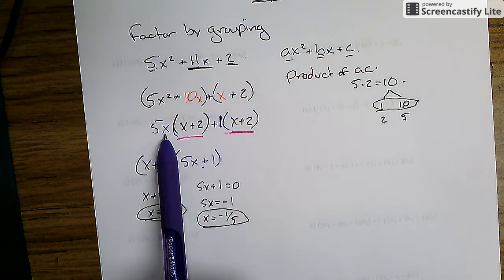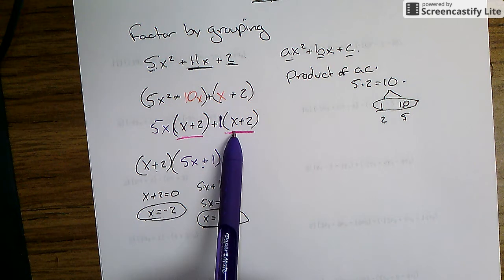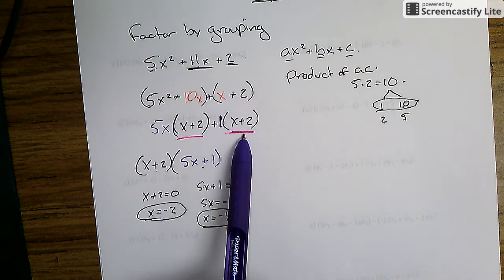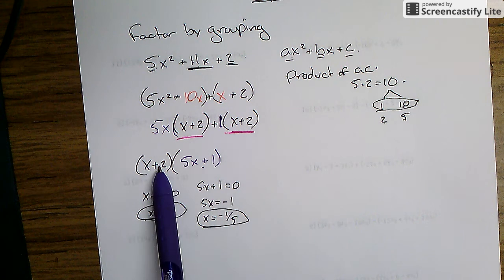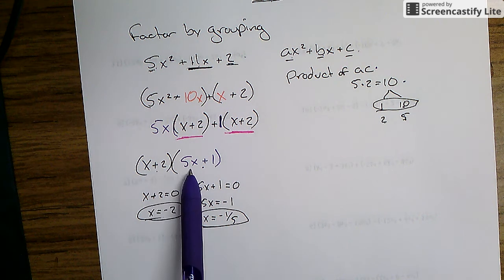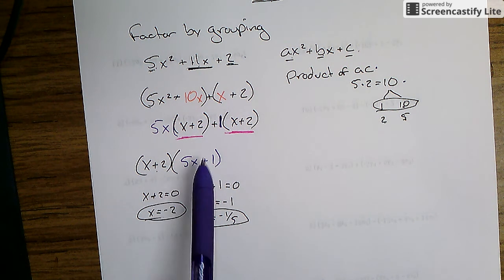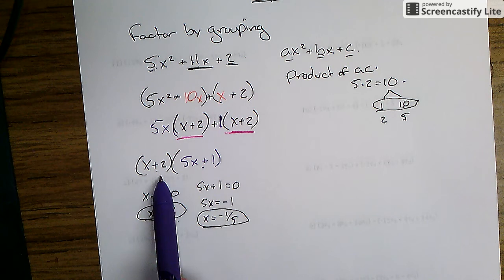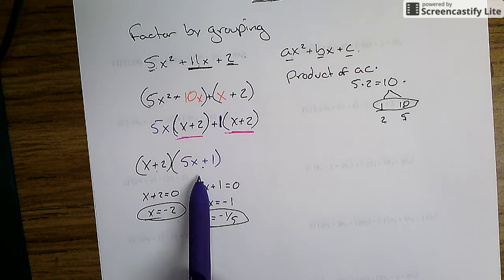Factored out our greatest common factor, no greatest common factor in this case. And then we factored out this common expression, this x plus 2, leaving behind 5x plus 1. So we have our two linear factors for our quadratic. And then if we needed to, we could solve for our zeros. Otherwise, if we were dealing with a rational function, we could then look to see if there were common terms in the other half of the rational function, which will allow us to cancel and simplify.